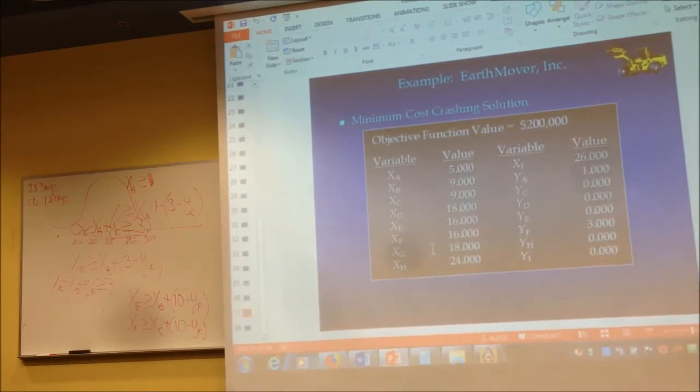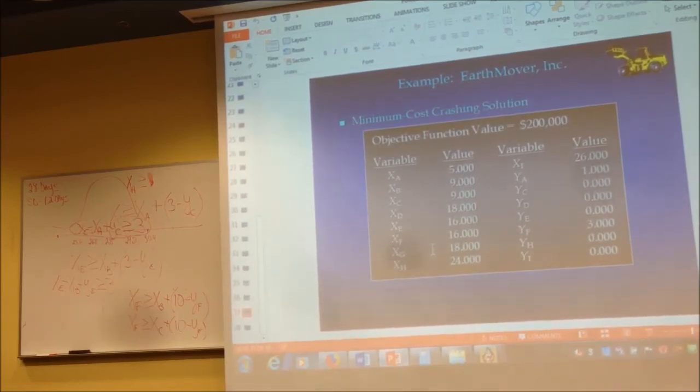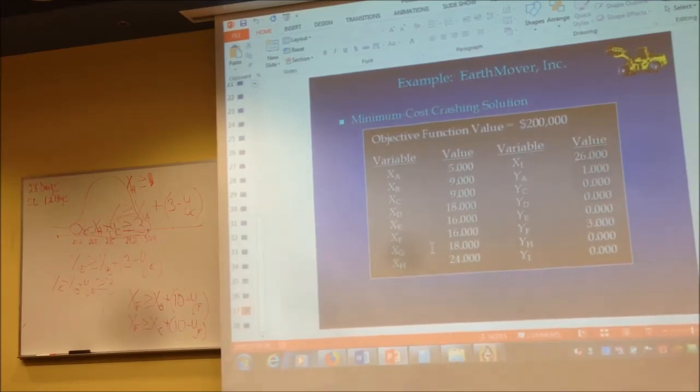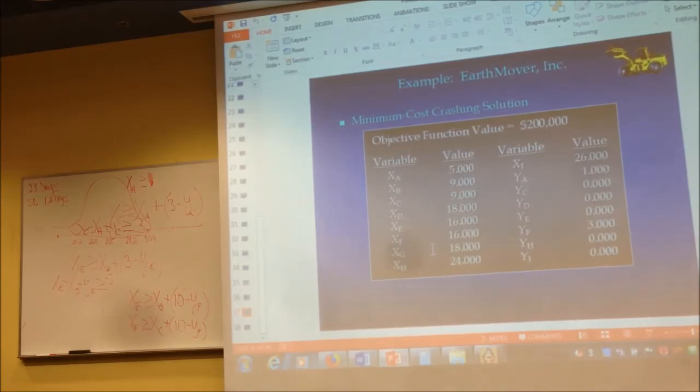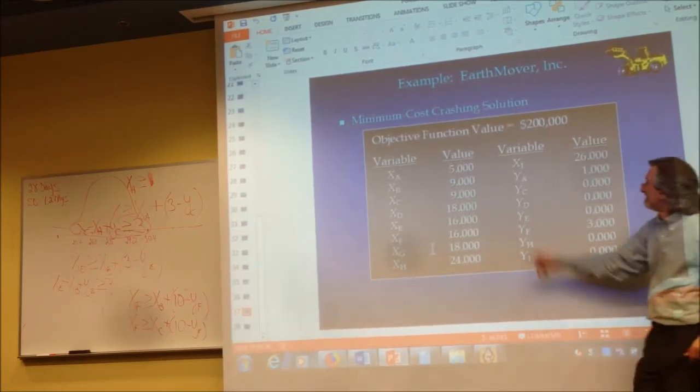F, I hear. How many units is F being crashed? 3 weeks. You got it. Name another activity being crashed. A. How many units? Now the bigger numbers with the X variables tell you the biggest number, which is the expected completion time now that it's being crashed. How many units of time is this going to take now that it's being crashed? 26. Right there.